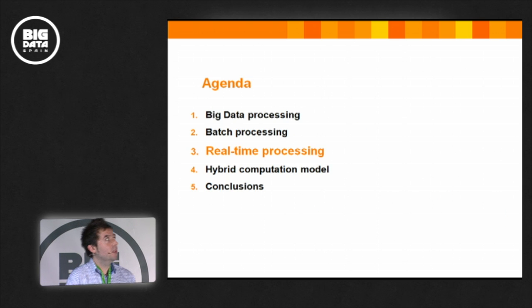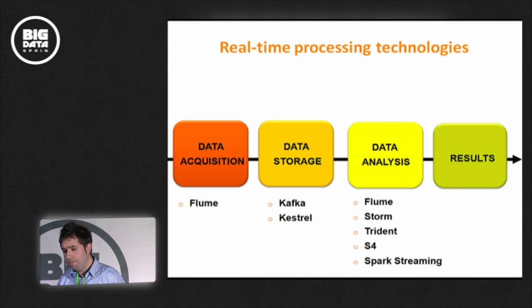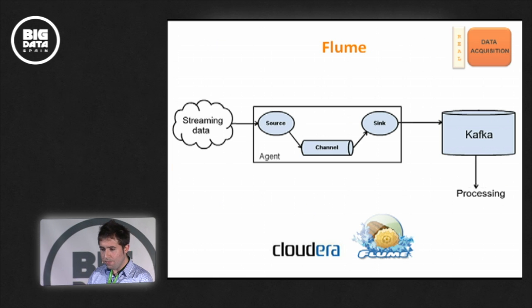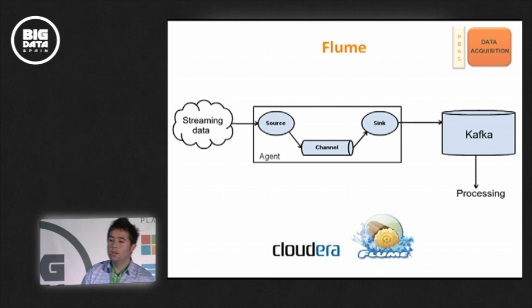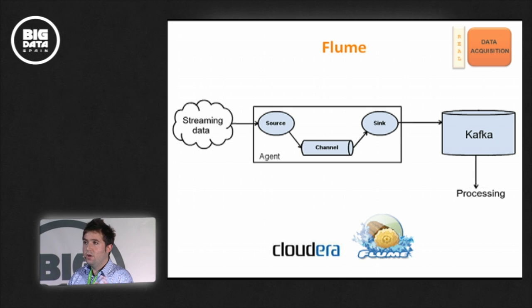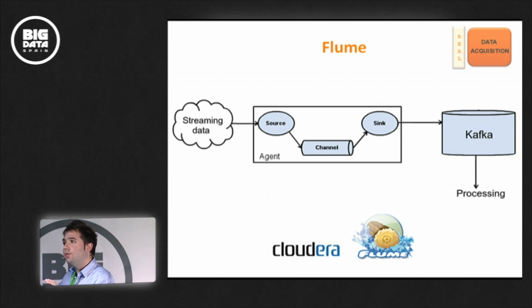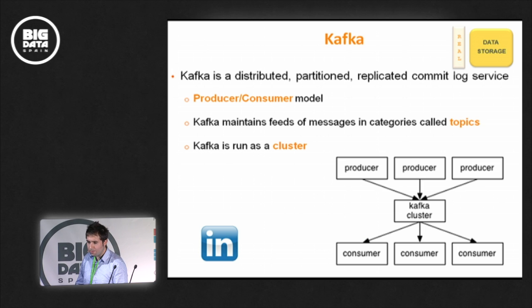Well, let's move to the second processing paradigm, the real time. We will use the 4 steps. So firstly, let's start with data acquisition. Well, for data acquisition, we can use Flume in the same way we have used Flume for batch processing. Now, the only difference is you have to connect the Flume architecture to a temporal storage system like Kafka instead of the Hadoop file system.